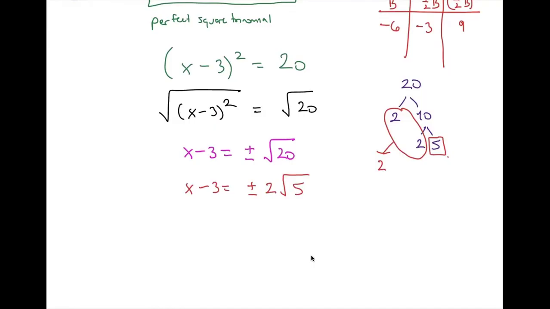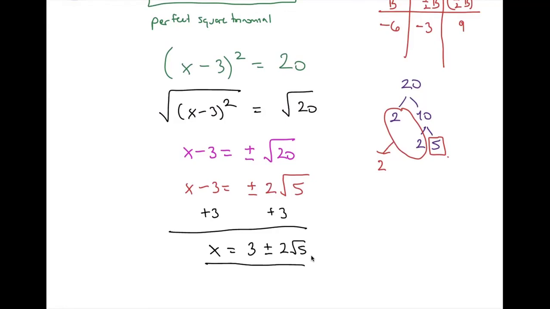And then finally, we're just going to add 3 to both sides to get x by itself. When we do that, we're going to write down x on the left side. And then since we brought over a plus 3, that's going to be written down first, followed by the plus or minus, and then 2 square root of 5. So therefore, x is equal to 3 plus or minus 2 square root of 5.